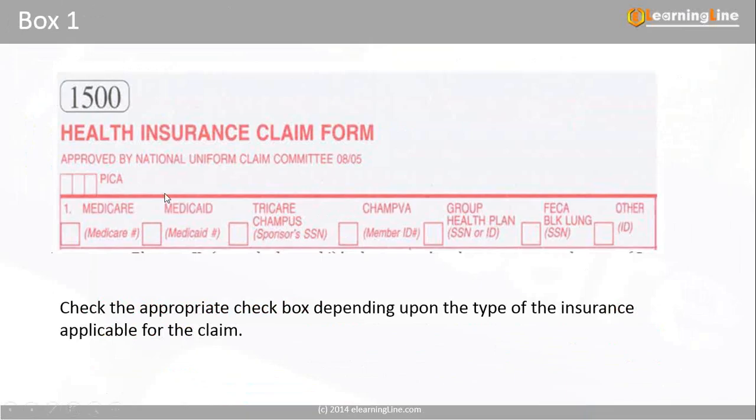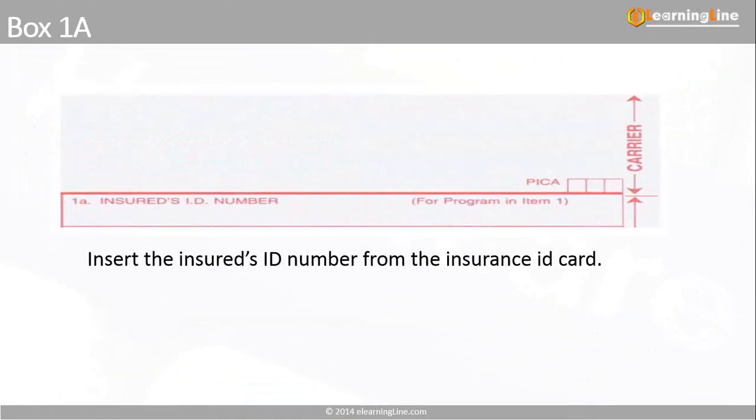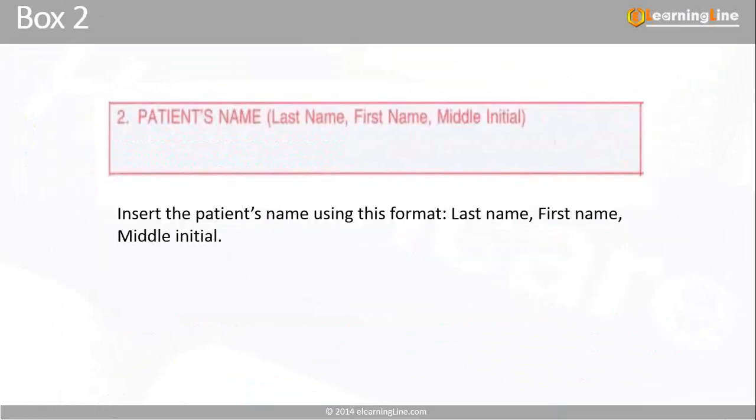Most of the population is covered by Medicare, Medicaid, TRICARE, and this one. These three have a very partial population, not that big. So these are the major areas of insurance growth, where most of the population is covered. Depending upon what kind of insurance it is, you cover that. Then you insert the insured ID number from the insurance ID card. So 1A is your insurance ID card, which you can take from the ID.